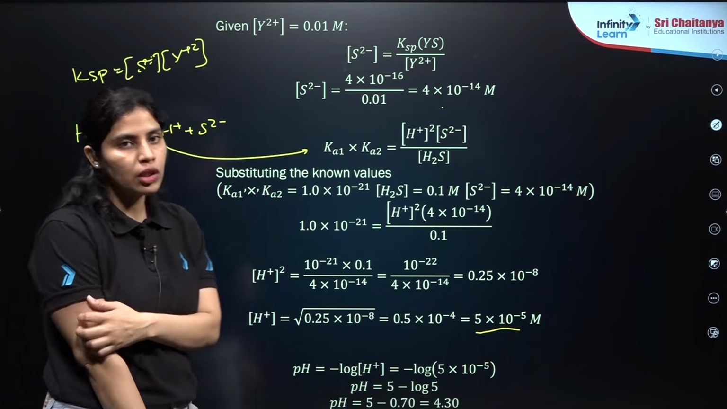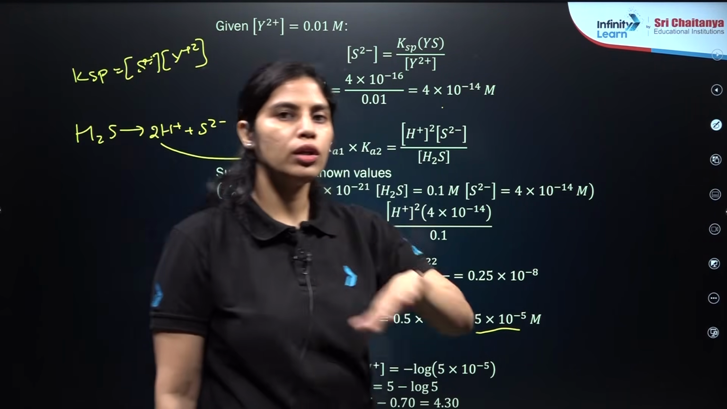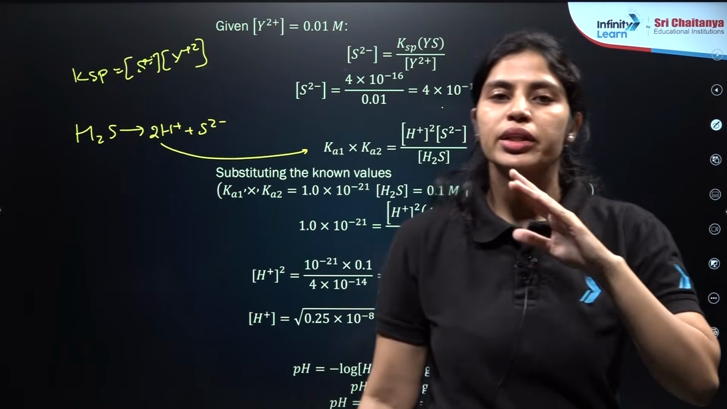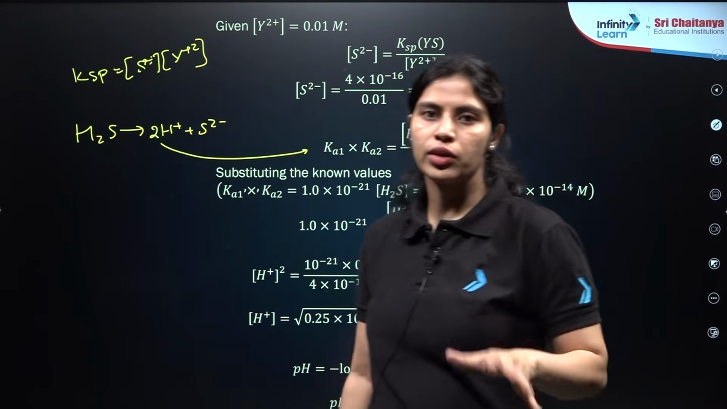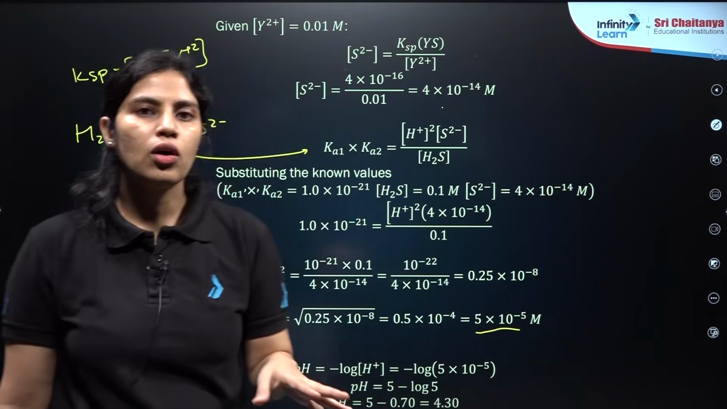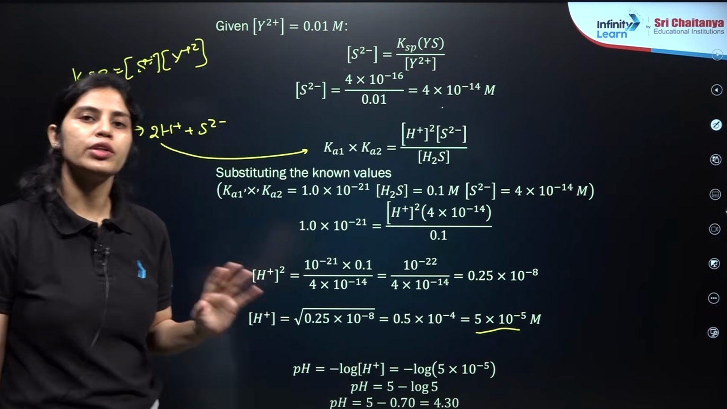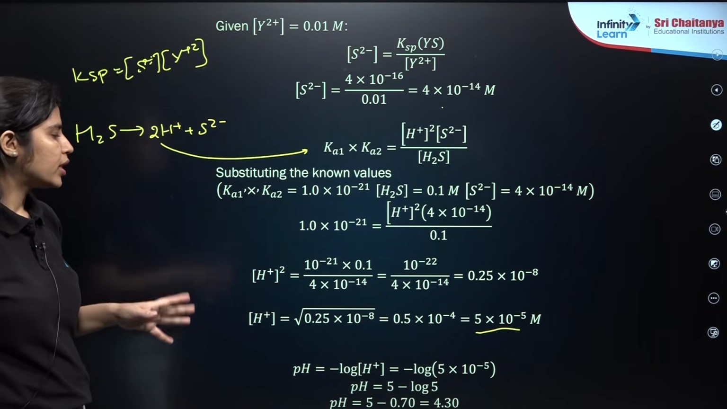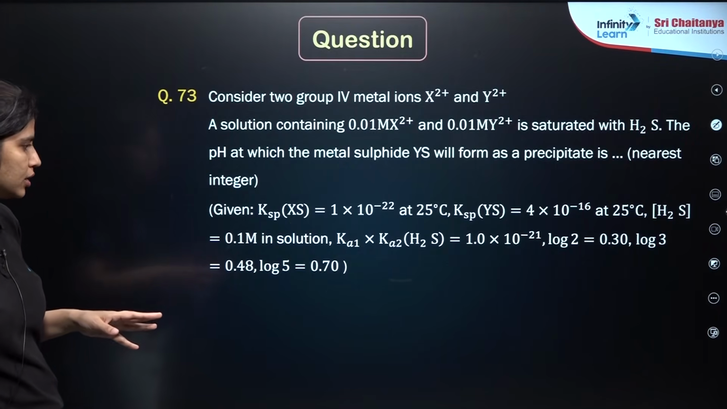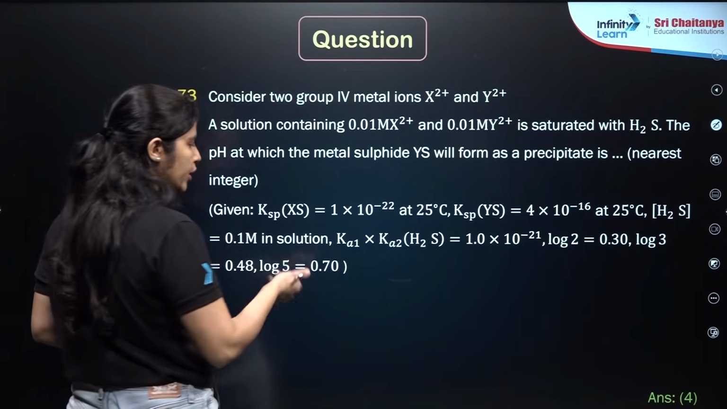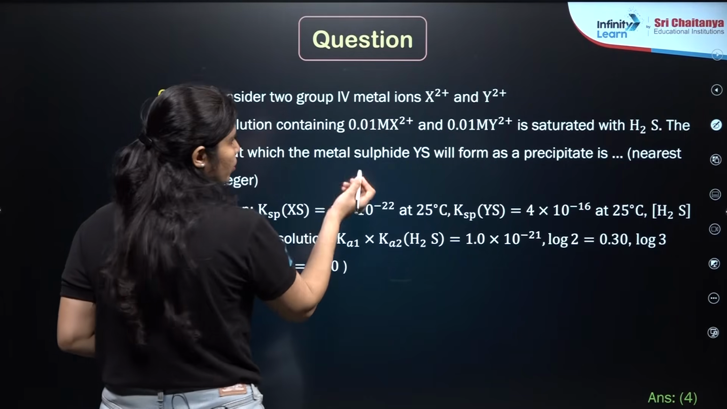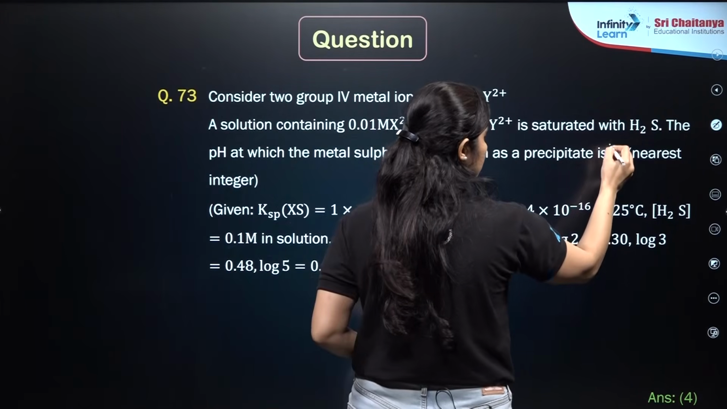Good thing about both the questions, this question and the previous question, although the questions were a little bit difficult, they really helped us out with respect to calculations, right? Giving us all the log values, giving us all the values that we would require from here. So the correct answer will be 4.30. Or near to, we can say 4.